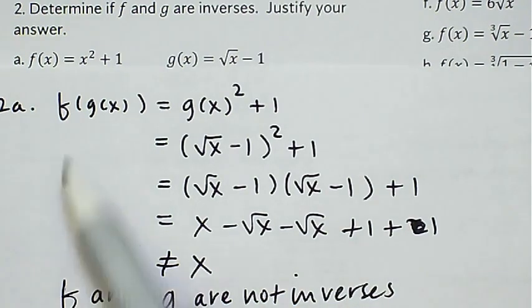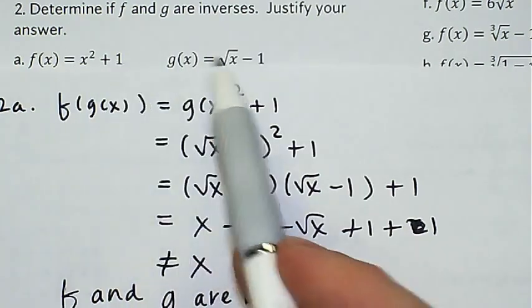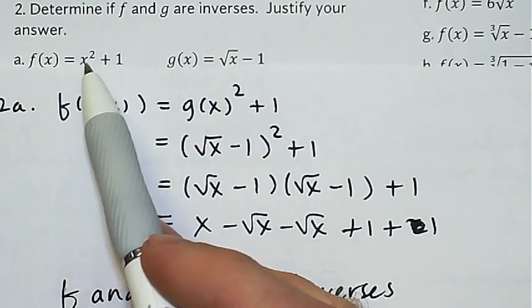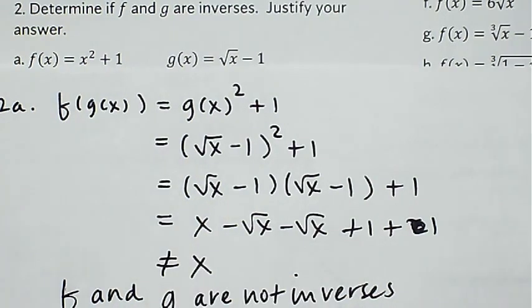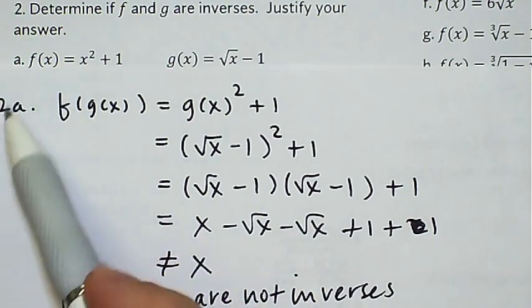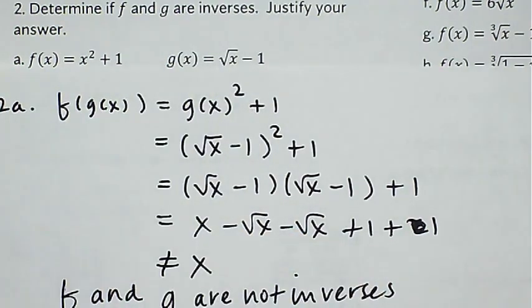You could have done the same thing with g of f of x, because when you plug in x squared plus 1 into the square root, you cannot just take the square root of x squared and the square root of 1. That's something that we tried to do quite a bit in my class when we were studying radicals, and you can't do that. That's illegal algebra. So 2a, these are not inverses. We justified our answer.